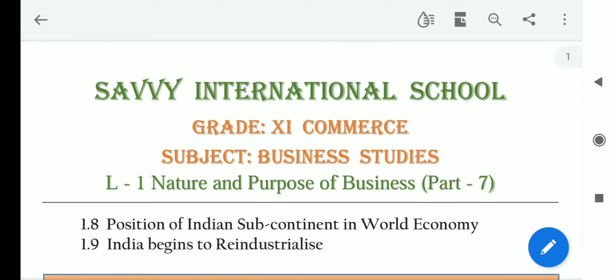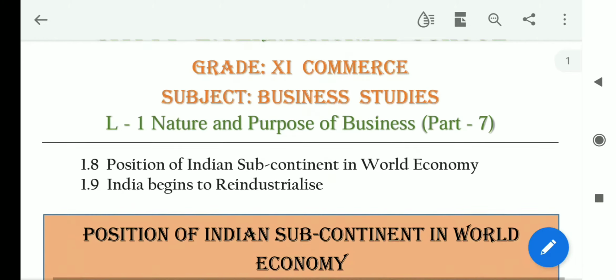Today I'll explain two topics in business studies which are under the first topic, history of trade and commerce. After completing these two points, our first topic, history of trade and commerce, will be completed. So here we start with the first one, position of Indian subcontinent in world economy.